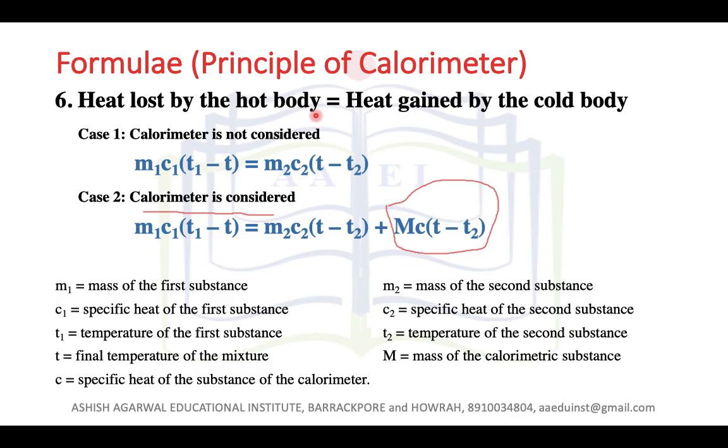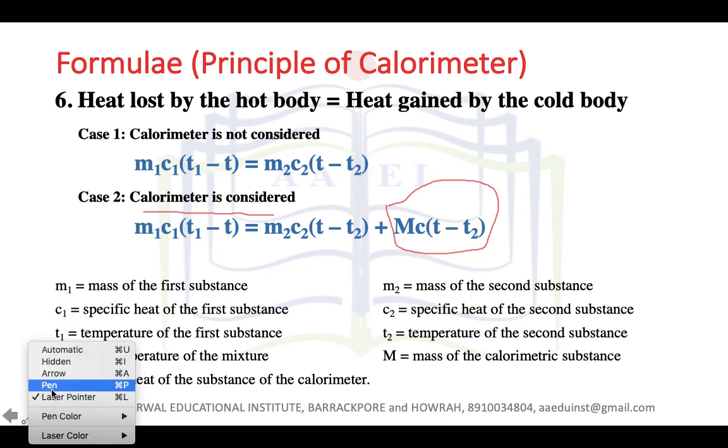Heat lost by the hot body is equal to heat gained by the cold body. It is called the principle of calorimeter. It has also been given a second name, the principle of mixtures. That way also they ask the question. When the calorimeter is not considered, we have just one term equal to the second term. You have to take care of this part. M1 C1 (T1 minus t) equals M2 C2 (t minus T2).